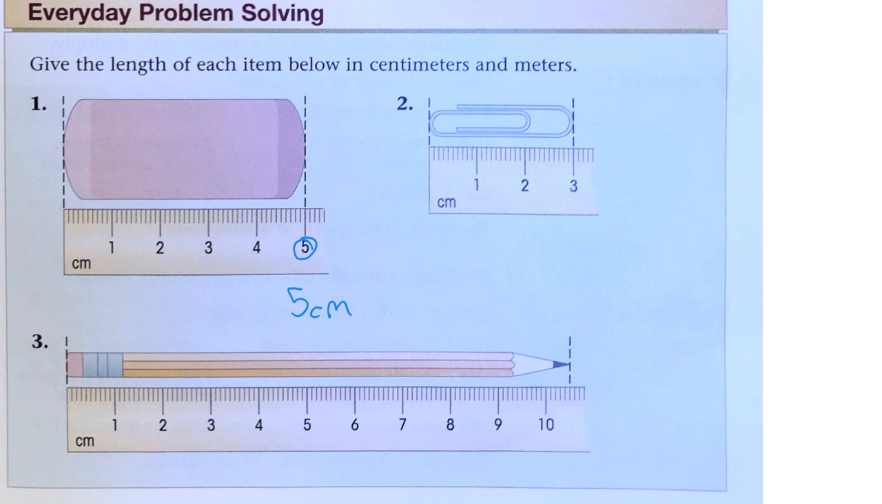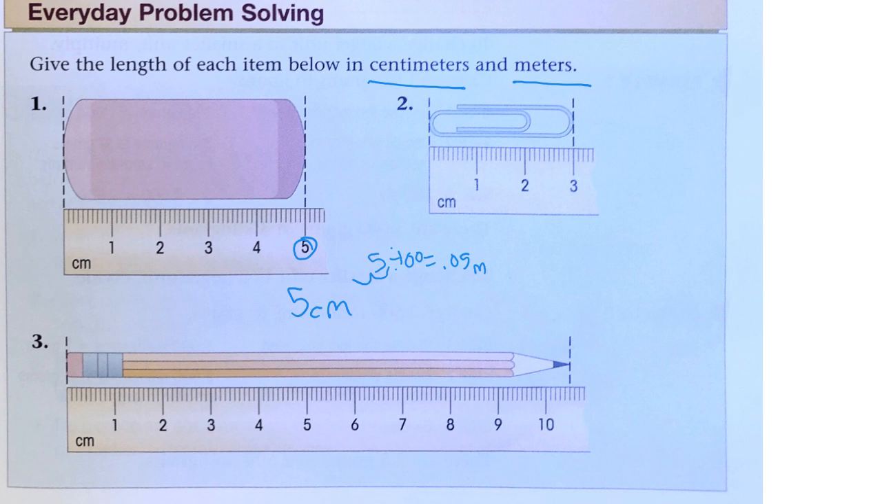So we are moving from the smaller to the larger. So we're going to be dividing. It takes 100. So 5 divided by 100. It's going to move the decimal place 1, 2. So we're going to get 0.05 meters because we wanted to do both.